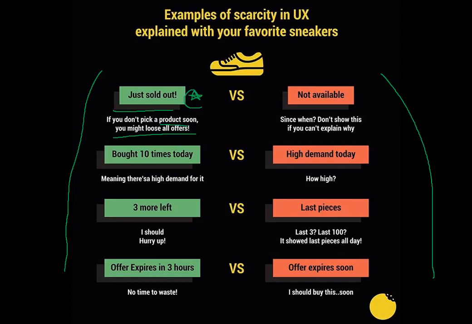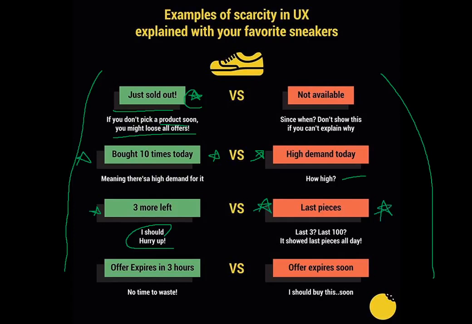The bad example of this is "not available." So people would think, what? Since when? You don't have to show this if you can't explain why. Next is "bought 10 times today." So users will think, oh wow, this product is in high demand. So people will hurry up and buy it. The bad example would be "high demand today." So how high? And the good example is "3 more left." 3 more shoes left, so okay, I should hurry up. And the bad example would be "last pieces." Last 3, last 100?